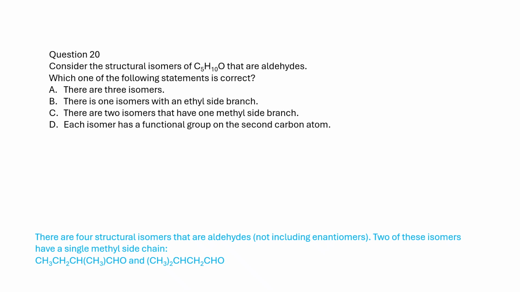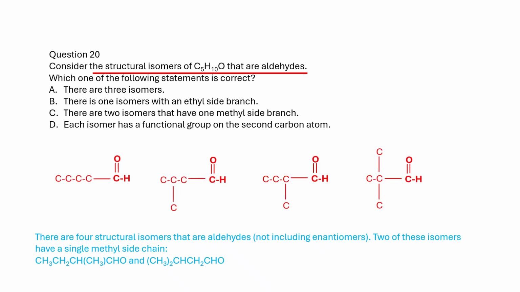Please draw the isomers of C5H10 that meet the following criteria. They must be aldehydes. They must be structural isomers, different connectivity. Do not include enantiomers. There should be a total of 4 aldehyde isomers. 2 of these 4 isomers must contain a single methyl side chain. The aldehyde group must be on the first carbon atom.